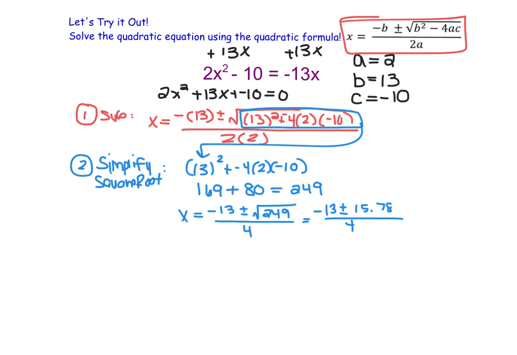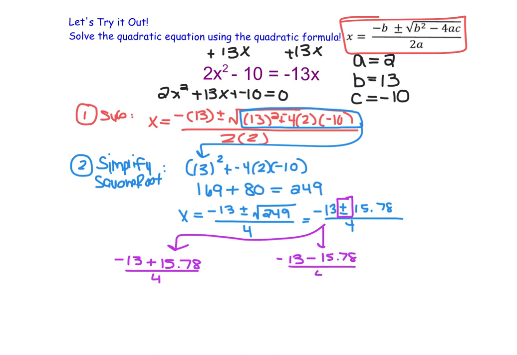Now that I've got that simplified, I can focus on this plus or minus piece. And remember, this is simply communicating that we have two situations. We have a situation where we have negative 13 plus 15.78, all divided by 4. And then I have a situation where I have negative 13 minus 15.78, all divided by 4. So this is my split portion of solving the quadratic formula.